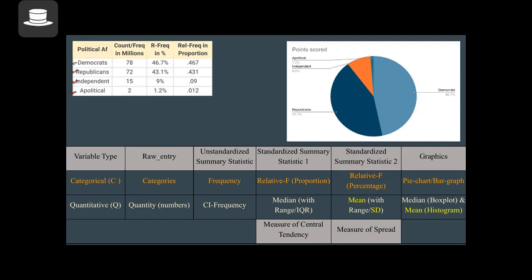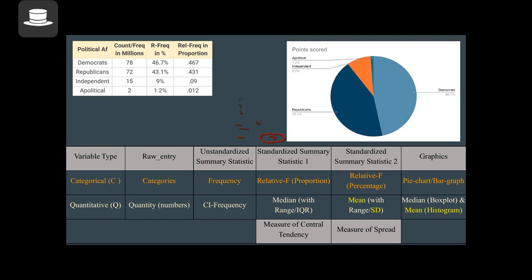right? Let's say we have a data file, right? And in this data file, there are 78 million observations who are Democrats, okay? So they voted for Democrats in 2020. We have 72 million observations, 78 here, 72 million here, who voted for Republicans, okay? And 15 million observations who voted for independent, and 2 million who did not vote. Yeah, let's say this is the entire population.